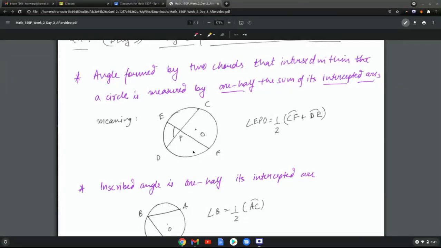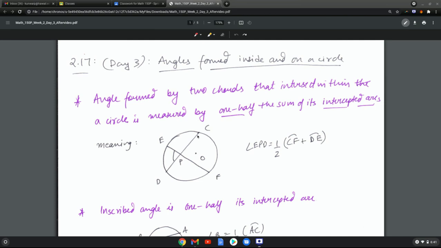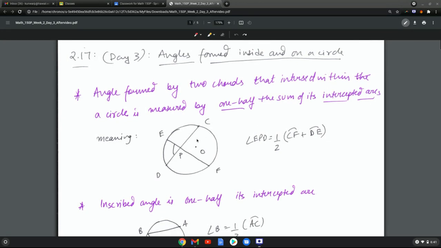Hi everyone. For day 3, we're going to look at some properties of angles which are formed inside and on a circle. The first one is that the angle formed by two chords that intersect within a circle is measured by 1/2 of the sum of the intercepted arcs. Now we have seen a result where we know something about the arc ratios, whereas in this case, what it is telling us is that this angle EPT is 1/2 the arc length CF plus the arc length DE.